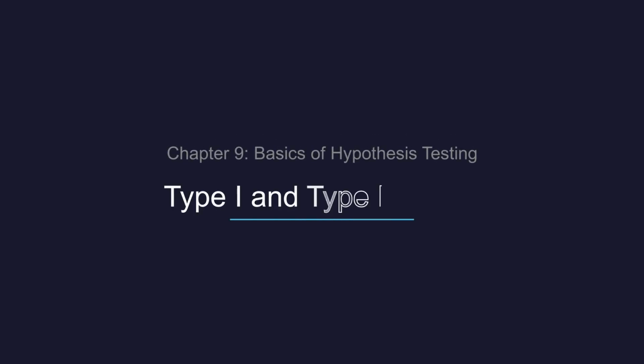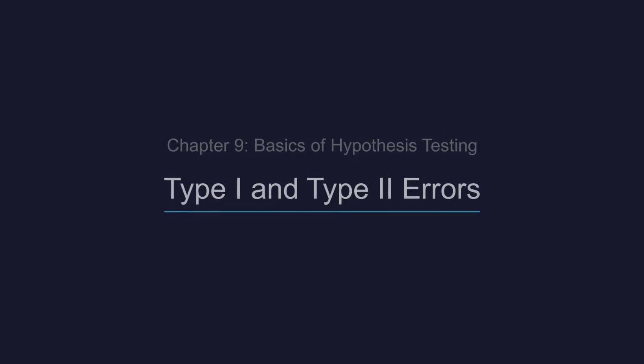Type 1 and Type 2 errors. Understanding what can go wrong in hypothesis testing. When we make a decision in hypothesis testing, there are two kinds of mistakes we can make.